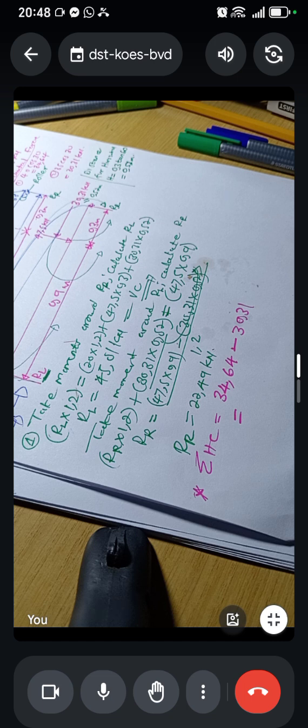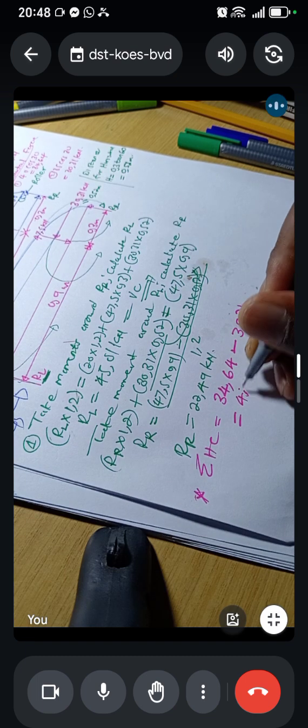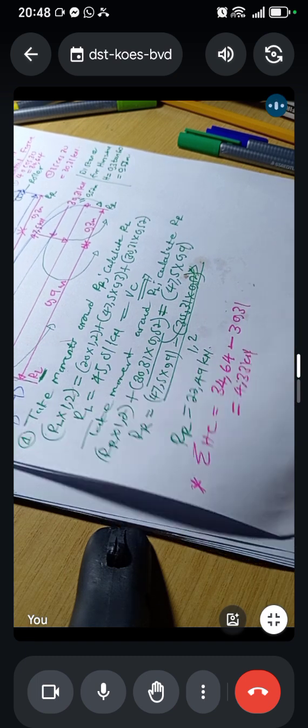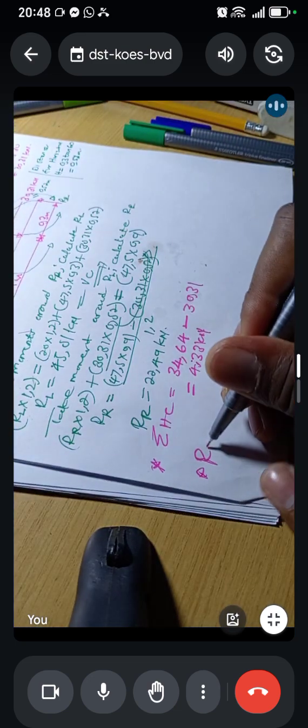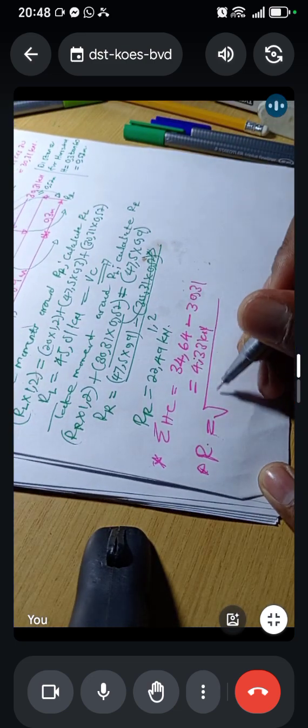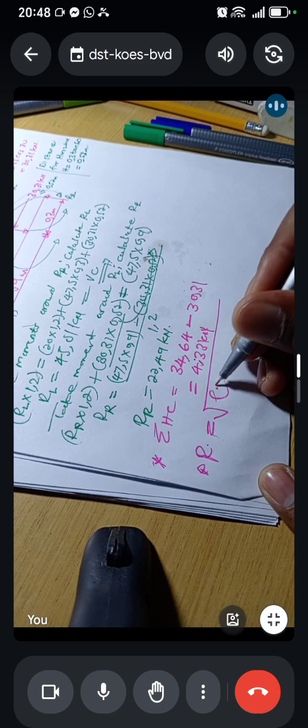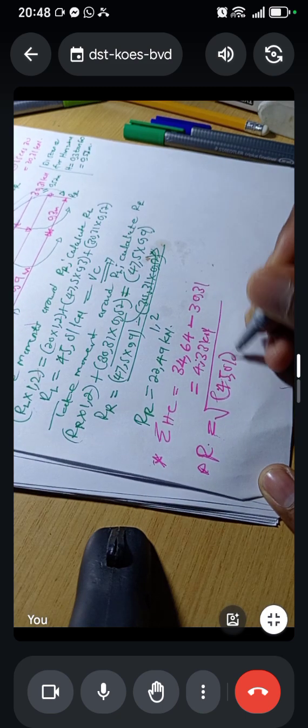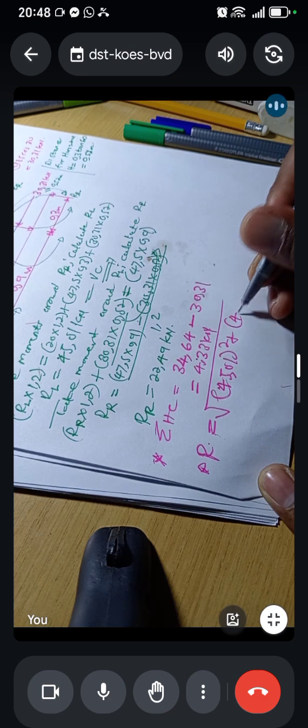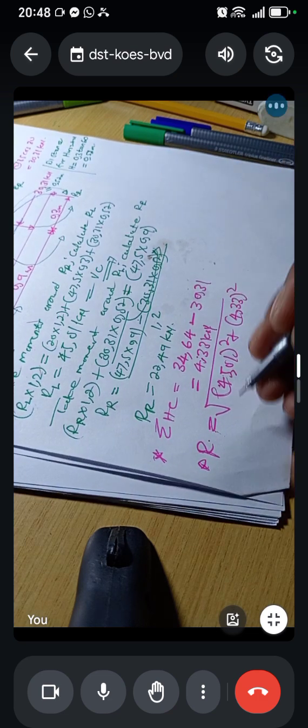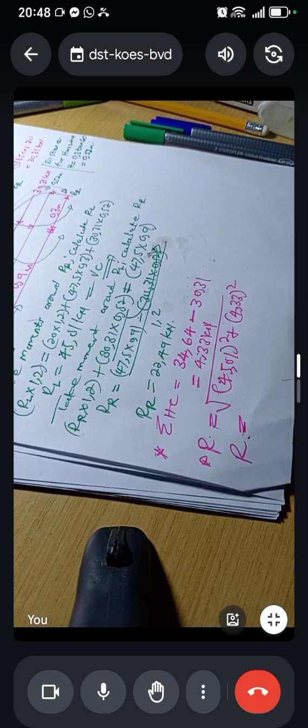Therefore, you can calculate the resultant. The resultant is the square root of VC, what is our VC? We said it's the RL again. And then our HC is going to be this, squared. What is the answer? 45.22.